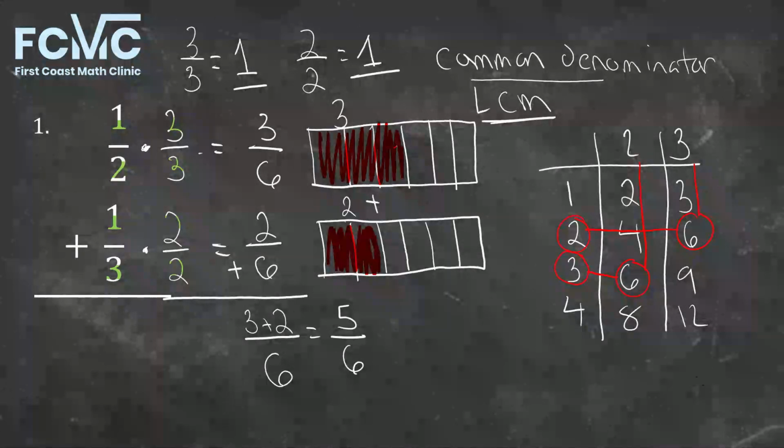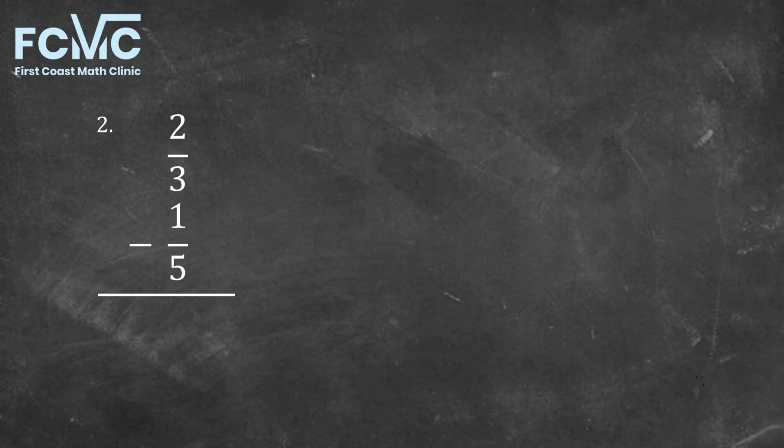All right, let's do a couple more examples where we find the common denominator to add and subtract fractions. Number 2, we've got 2/3 minus 1/5. Let's find our common denominator first. We'll set up our table, 3 and 5.